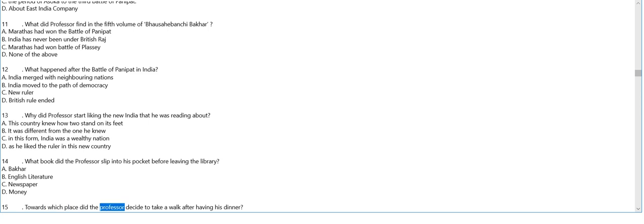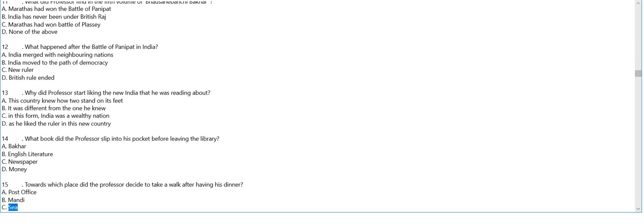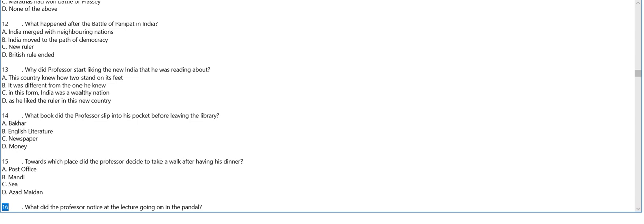Towards which place did the professor decide to take a walk after having his dinner? A. Post office. B. Monday. C. D. Azad Maidan.